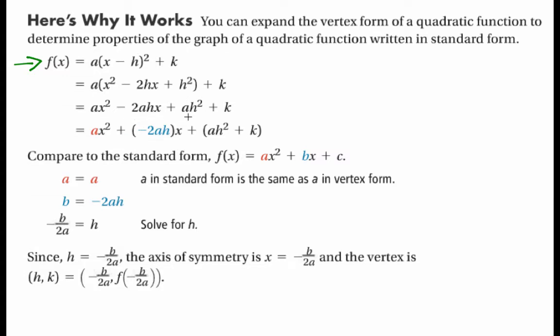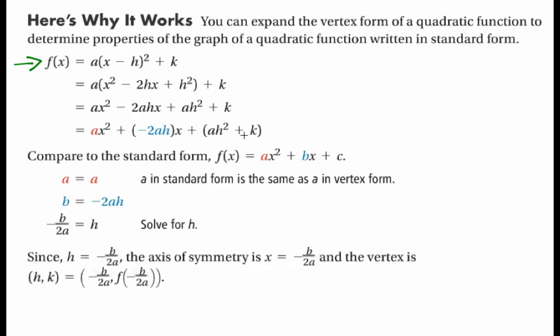Distributing the a to all those terms, I get this next line. And then if I collect my like terms and simplify this a little bit, I get this function here: a times x squared plus the quantity negative 2ah, that times x, and we separate this out for a reason, plus the quantity ah squared plus k.